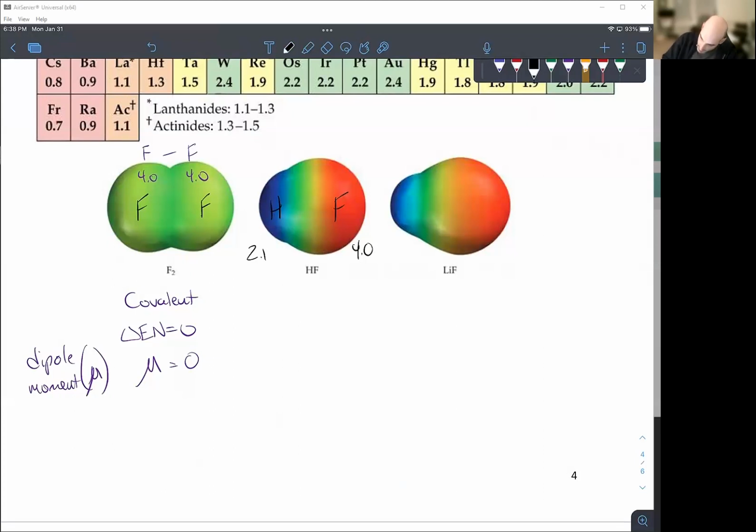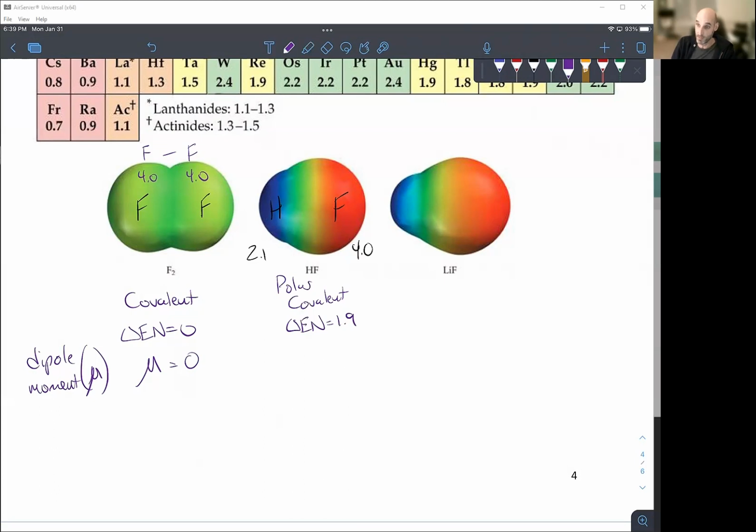This is going to be polar covalent with a delta EN equal to 1.9. And this is why hydrogen and fluorine is generally the extreme. I know it's polar covalent. How? Because it's greater than 0.4 and it's a metal and a non-metal, or it's two non-metals.